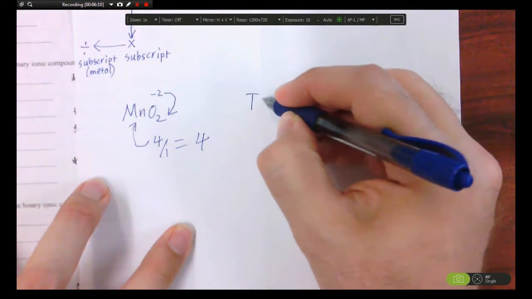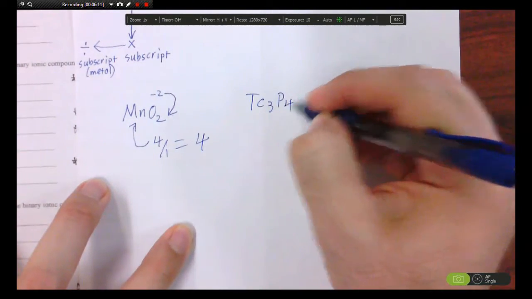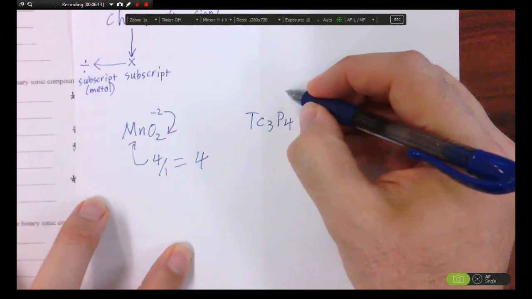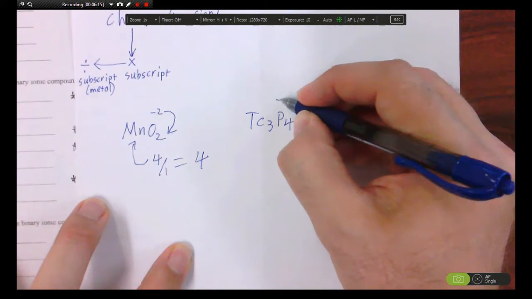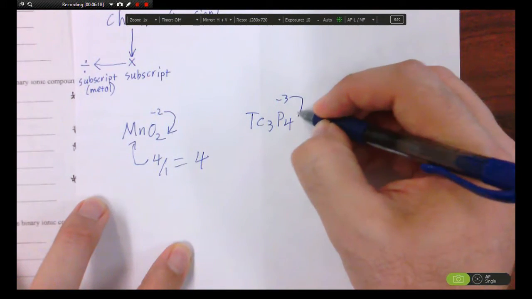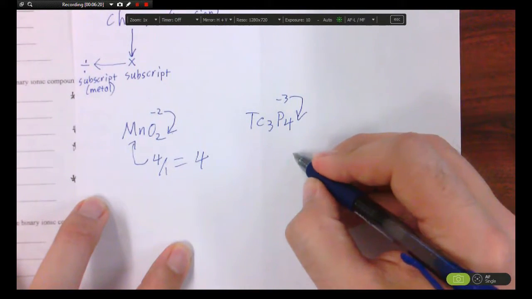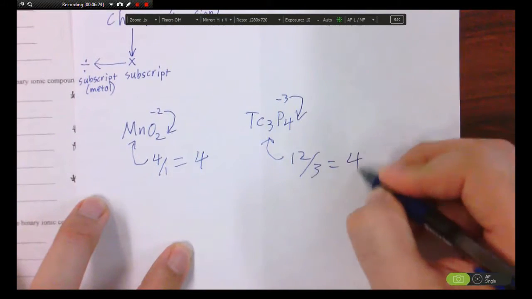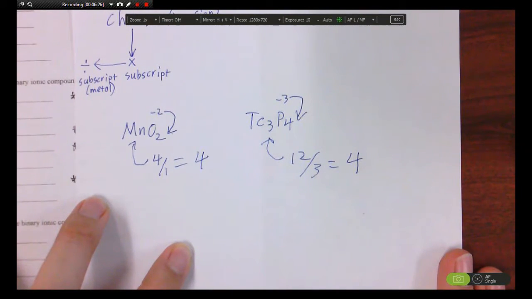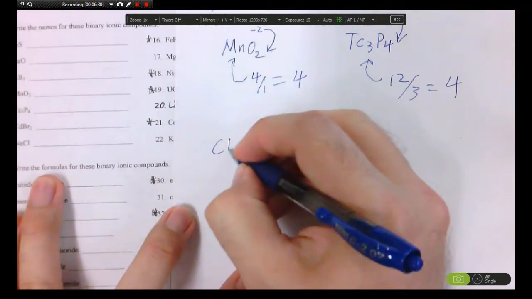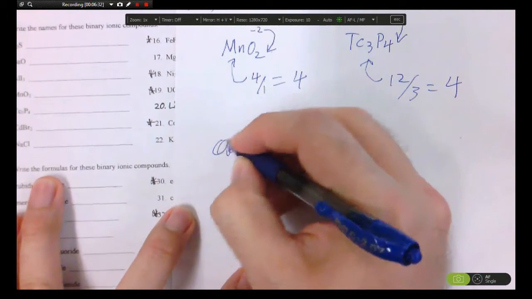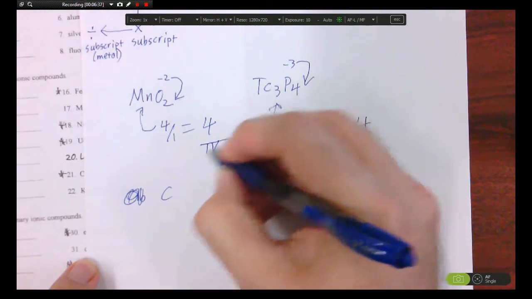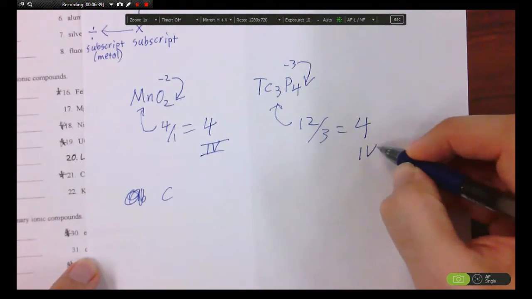I'll do it again on another one. Tc. What's the charge of phosphorus? -3. Drop the sign, multiply by its subscript. 3 times 4, 12. Divide that by 3. 4. Tc4. So that's where you put the Roman numeral as a 4? Yeah. So this should be a 4 when you wrote it in.